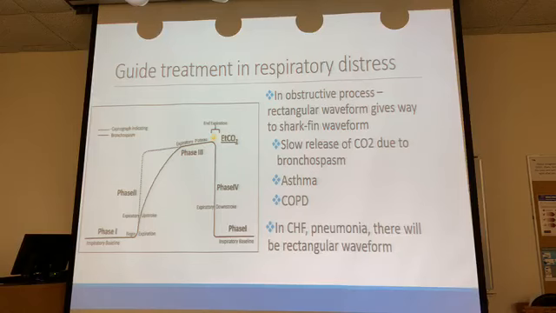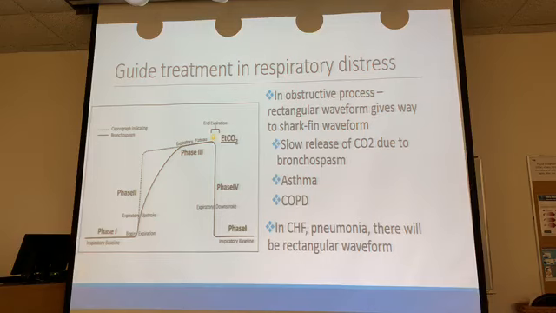Do you give them Lasix? Do you give them a breathing treatment? Do you give them both and hope one of them works? Well, this is an interesting feature of end-tidal CO2. The waveform will let you know what's going on, okay?